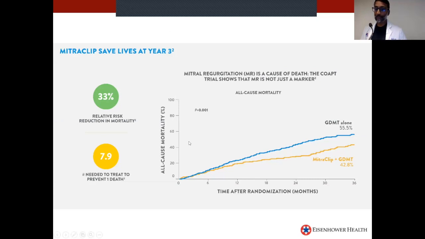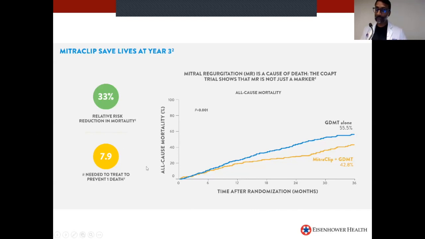And the number needed to treat, if we did medications alone, these are two curves, and this is all-cause mortality. The blue line is if we did medications alone. This bottom line, if we did medications and added a MitraClip therapy. You can see as time goes on, this is up to 3 years out, the curve starts separating. People who are on medications alone have a much higher mortality rate than people who get the clip early and also are on medications. You can reduce the relative risk of death by almost 1/3.